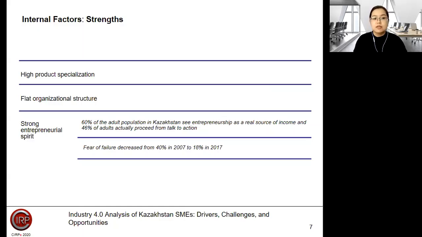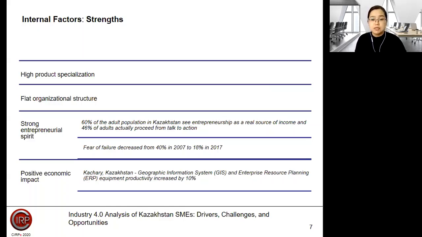Another strong aspect that can be considered is a positive economic impact on the company. As we mentioned before, benefits such as cost reduction, increase of efficiency, increase of productivity, and others. And one of the successful examples that I want to share is a firm in Kazakhstan which implemented modular automated systems along with GIS and ERP systems. As a result, the costs were optimized, the malfunctions of equipment were minimized, and the overall equipment productivity increased by 10% in a short period of time.